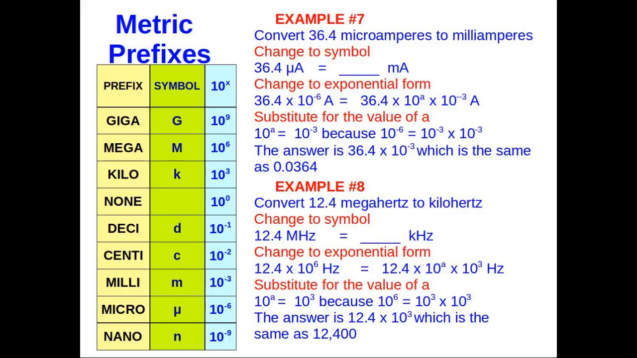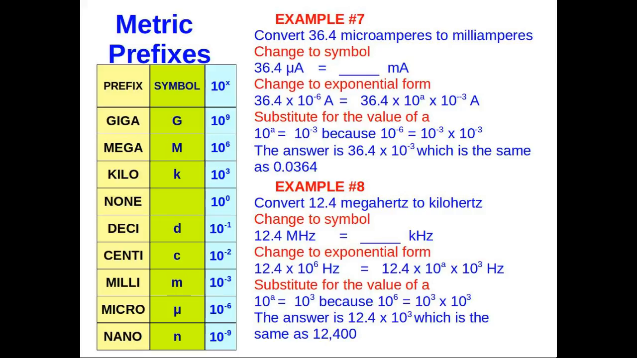Example number 7. Convert 36.4 microamperes to milliampere. Step A, changing to symbols. 36.4 mu capital A is equal to blank small m capital A. Step B, changing to exponential form. 36.4 times 10 to the negative 6 capital A is equal to 36.4 times 10 to the A times 10 to the negative 3 capital A.